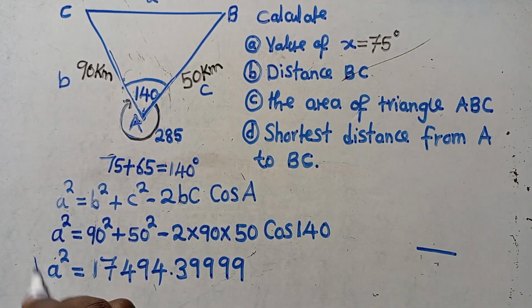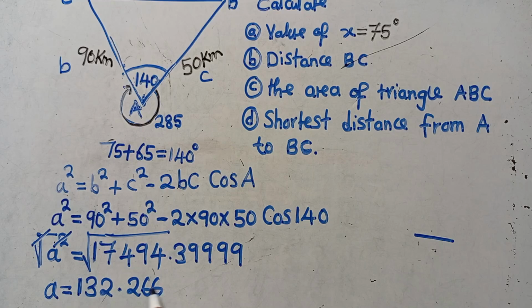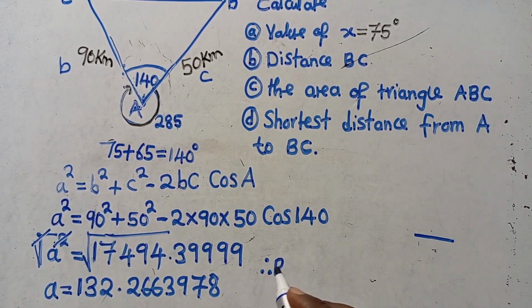From here now, I introduce the square root. So what I'm going to have here, this is just the same as a now. So this square and the square root will cancel out. I find the square root of that number. I just press on the square root, then I say equals. I'm getting what? I'm getting 132.2663978.